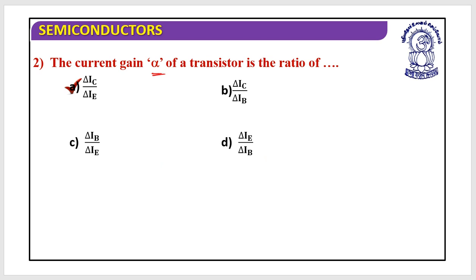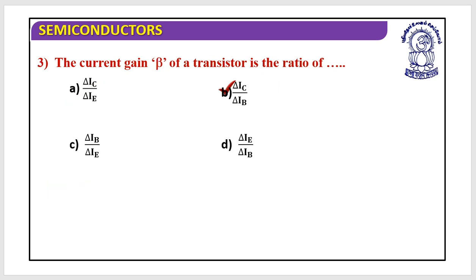The current gain alpha of a transistor is the ratio of delta IC to delta IE. This is correct. This is the beta, delta IC by delta IB. Next, the next question: the current gain beta of a transistor is the ratio of delta IC to delta IB.